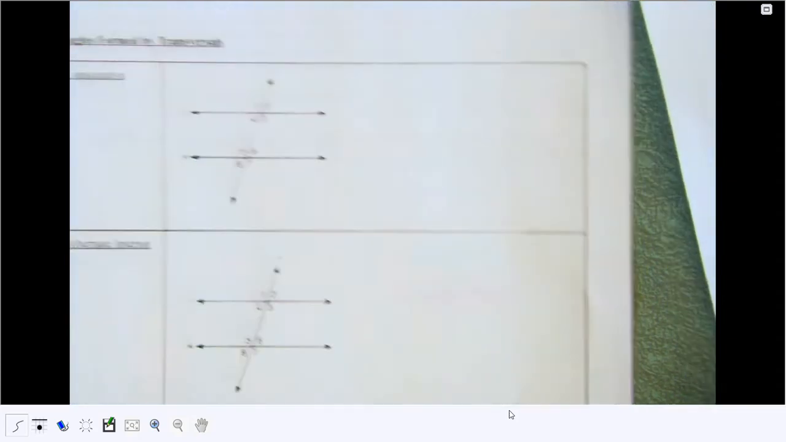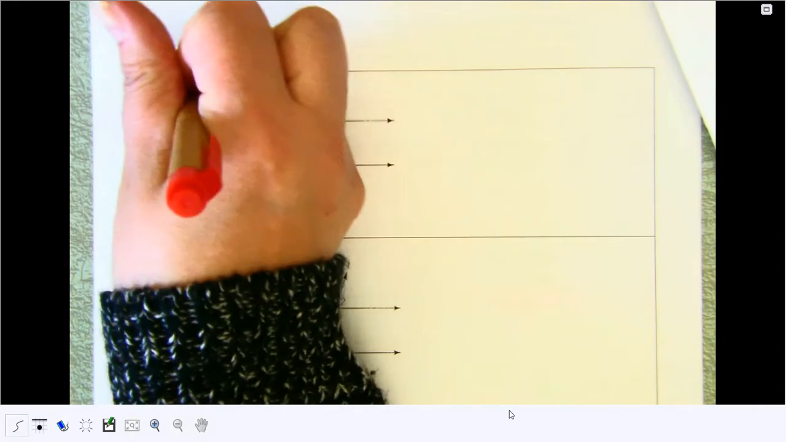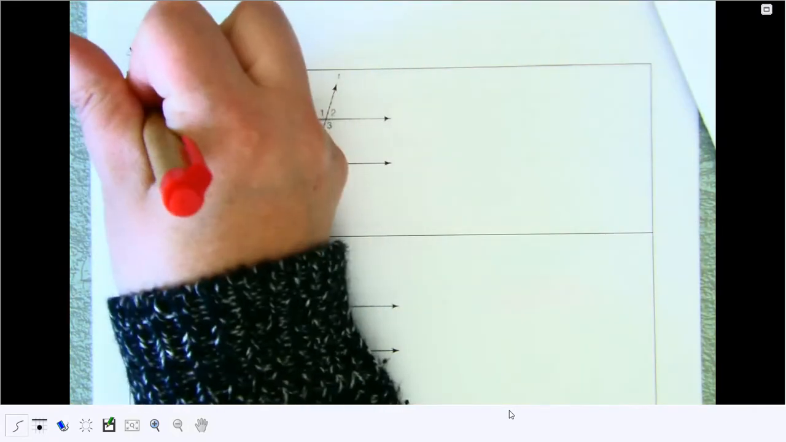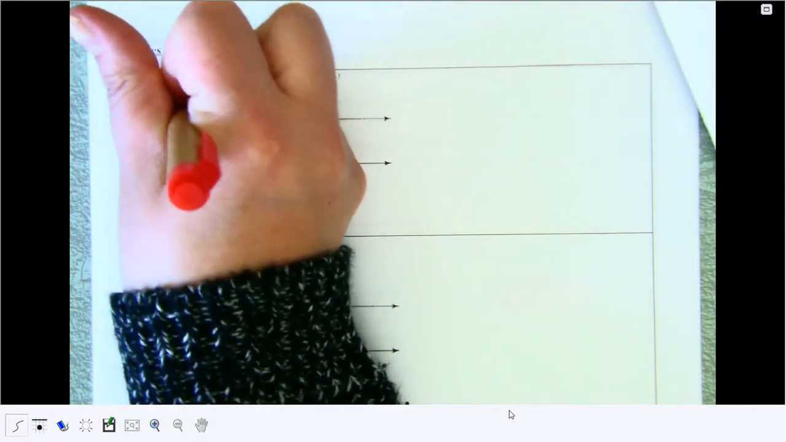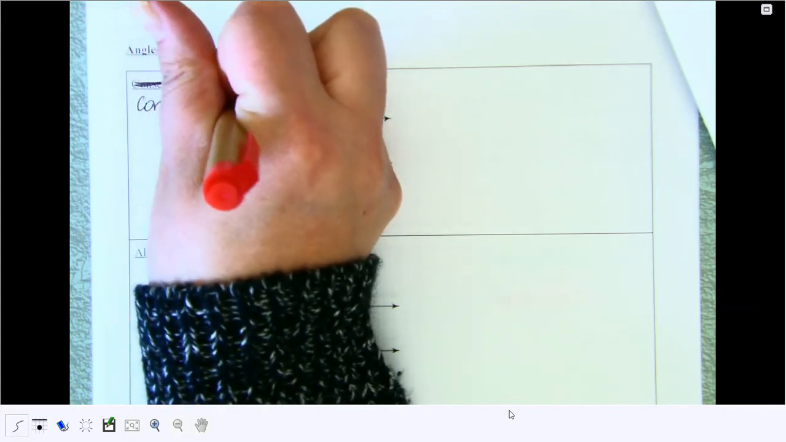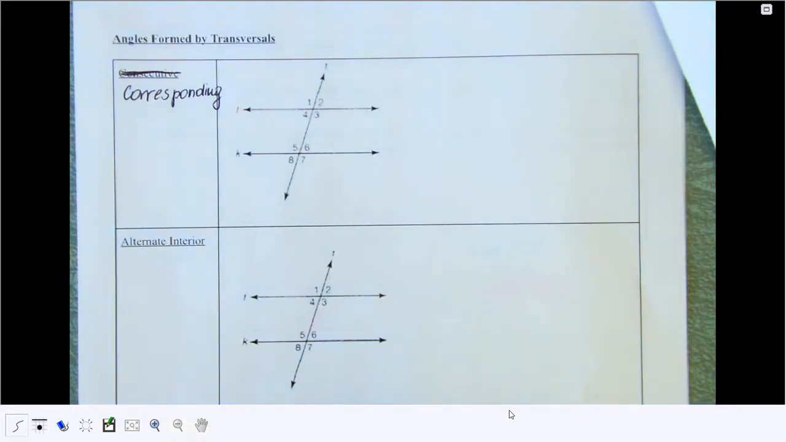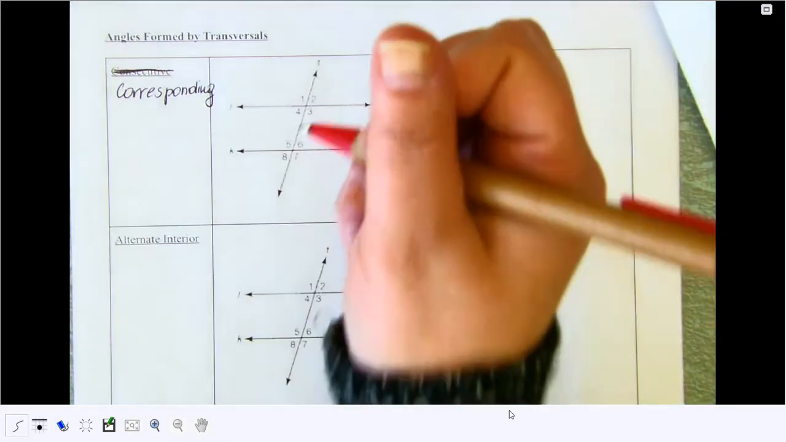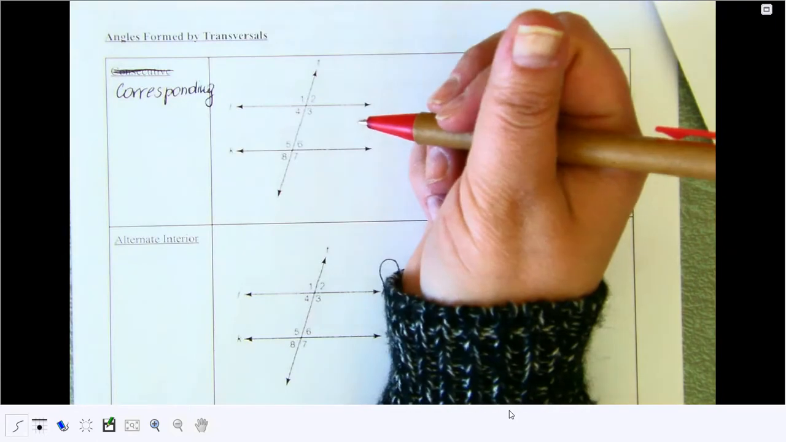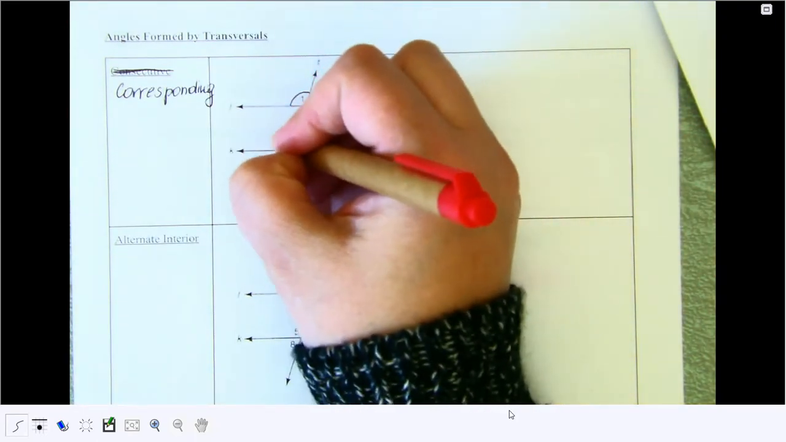Okay, guys, so the first one actually shouldn't be consecutive. This should be corresponding. Corresponding angles means they are in the same place but just on a different shelf, like angle 1 and 5.